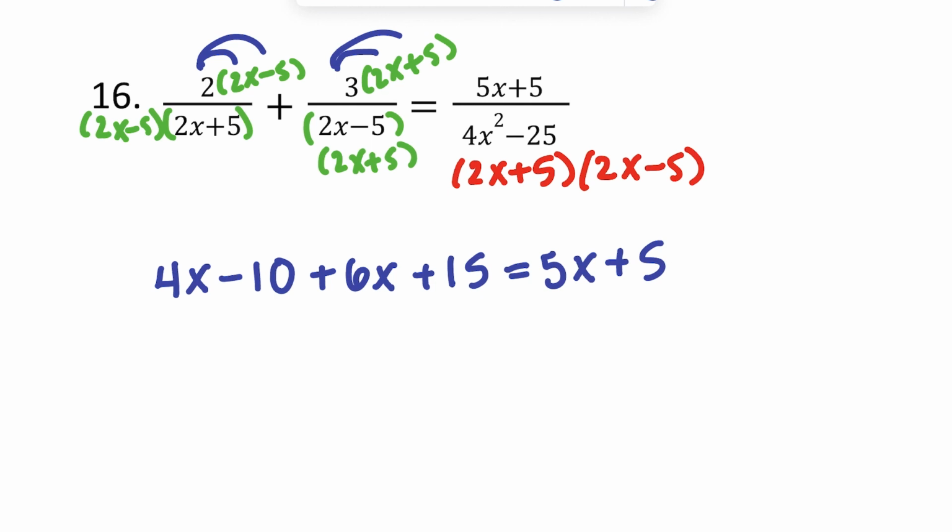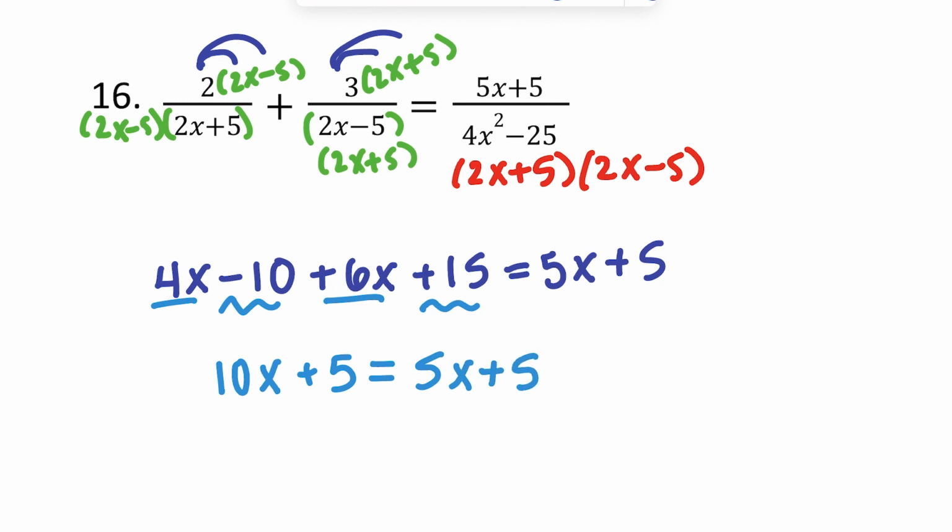Now as I go to solve this, I notice there's no x squareds, there's only x's. So I'm going to have to try to isolate x. So what I want to do is get all the x's together and then solve for it. So I'm going to start by, on the left side, combining like terms. I've got 4x plus 6x, which is 10x. And then negative 10 plus 15 is positive 5. Equals 5x plus 5.